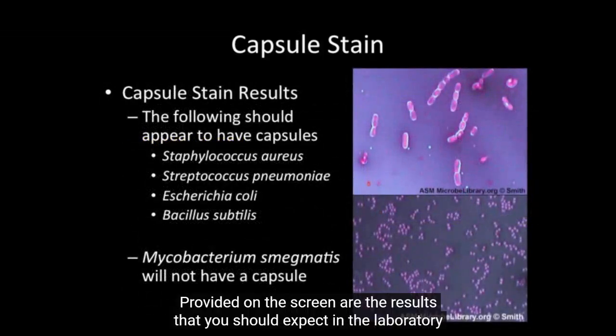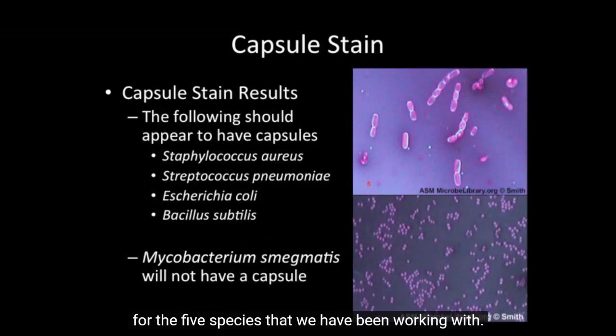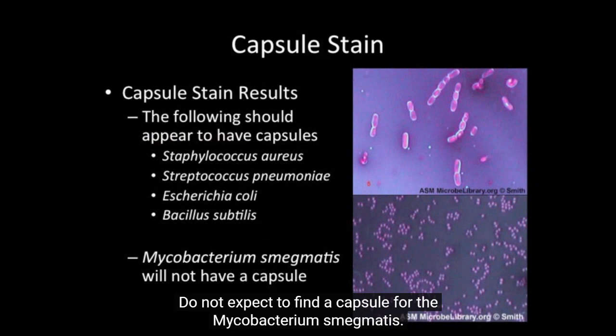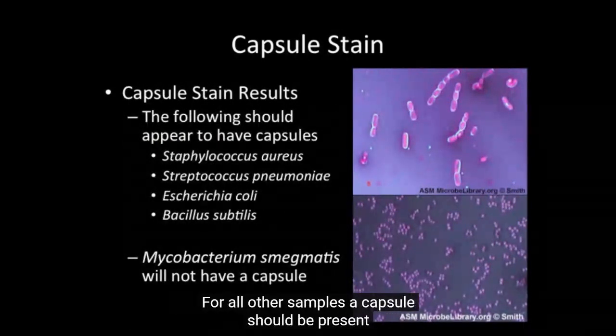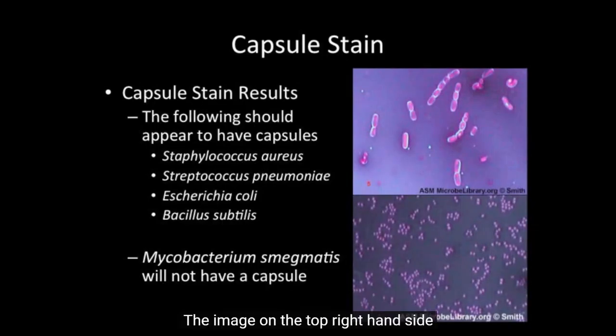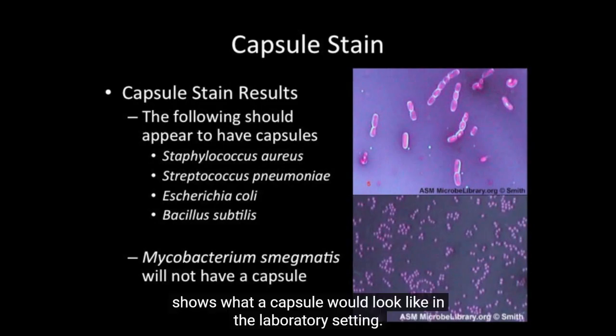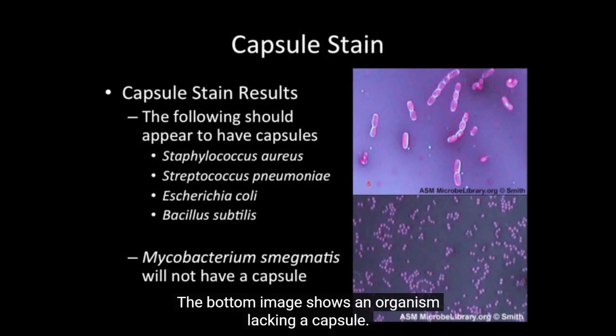Provided on the screen are the results that you should expect in the laboratory for the 5 species that we have been working with. Do not expect to find a capsule for the Mycobacterium smegmatis. For all other samples, a capsule should be present. The image on the top right-hand side shows what a capsule would look like in the laboratory setting. The bottom image shows an organism lacking a capsule.